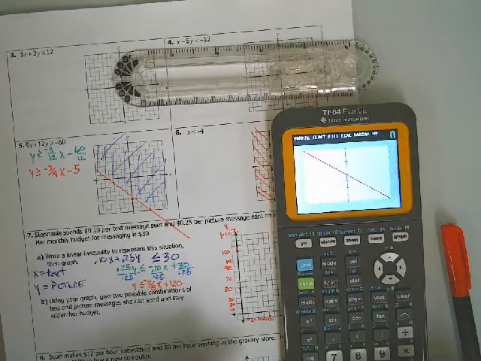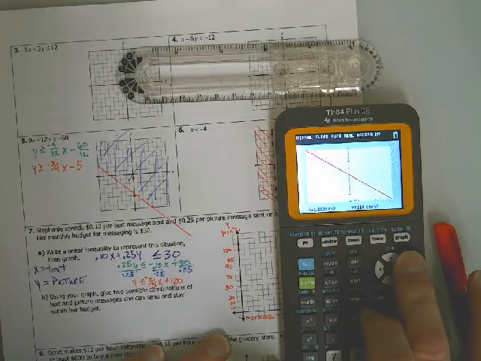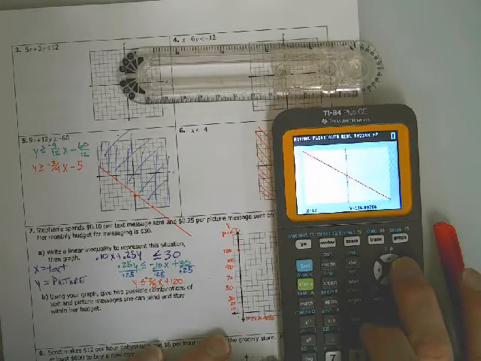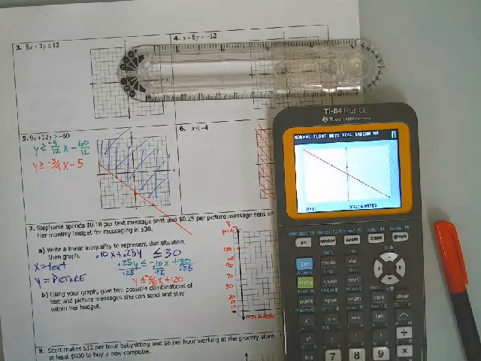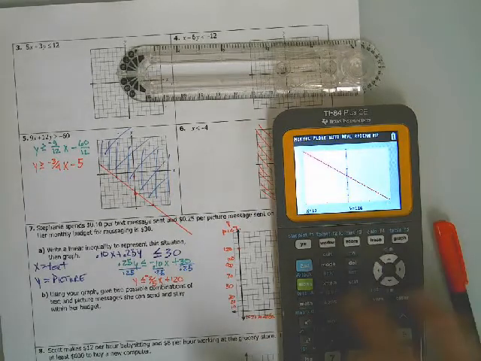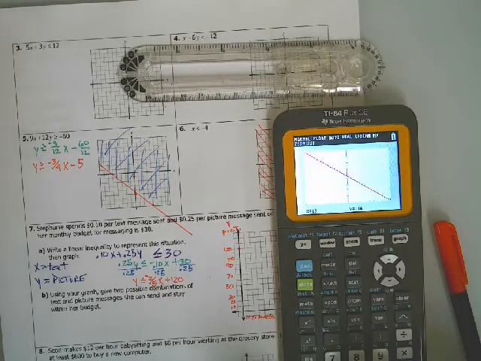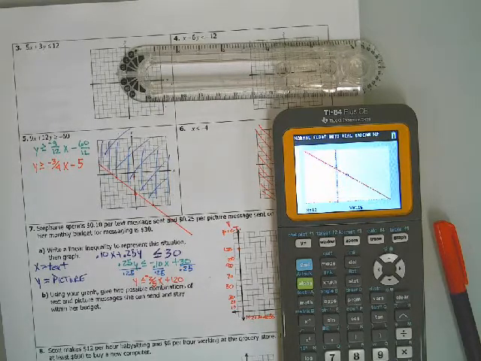So now I can look at that if I want. We're just moving my cursor. Looks like way over here at about x equal to 10 and y equal to 116. It goes off the screen, but again, that's not x equals 0, is it? We want x equals 0. So if we go down and we hit zoom again, and we do zoom out 3, and then hit enter, you'll probably be able to see where it actually crosses.